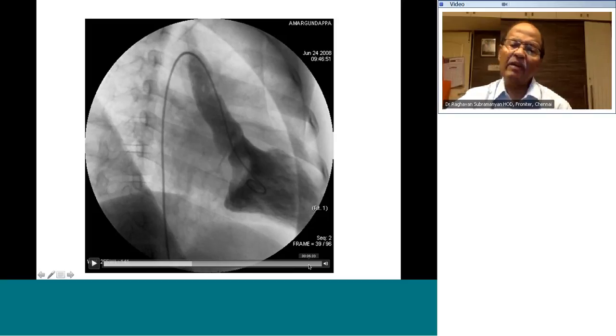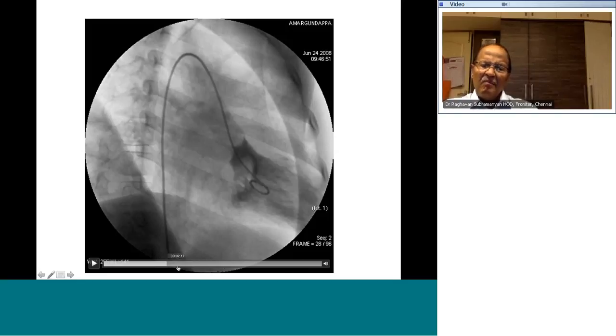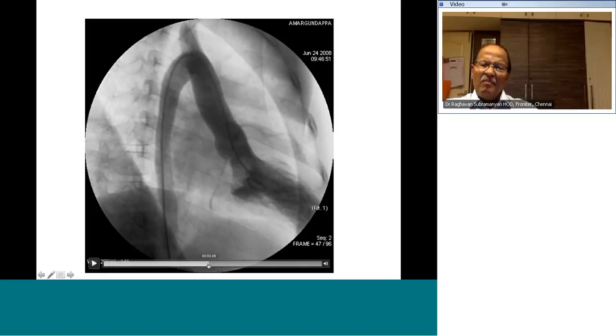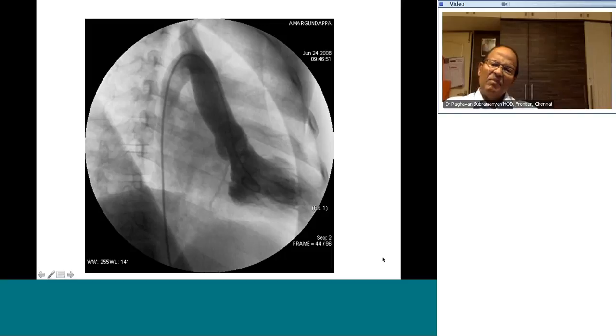Okay, this is a diastolic frame, right? And a systolic frame. This is a systolic frame. Now, I'll go back to the previous angio.